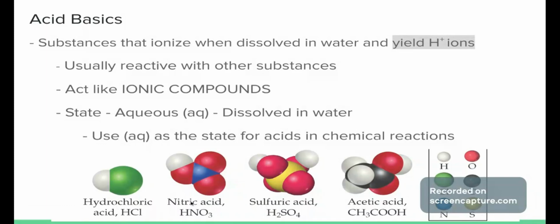And they act like ionic compounds in that you have this positive hydrogen ion with these negative ions. Like hydrochloric acid, you have this chloride ion. Nitric acid, you have this nitrate ion, and so on. And the state of acids is aqueous, or AQ, which means dissolved in water. And this is what we would use for writing states in chemical reactions of acids.